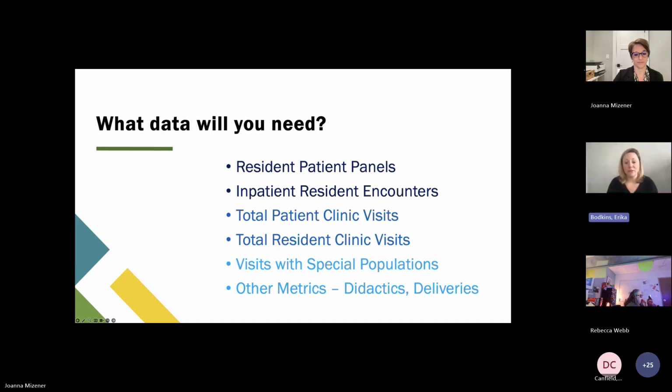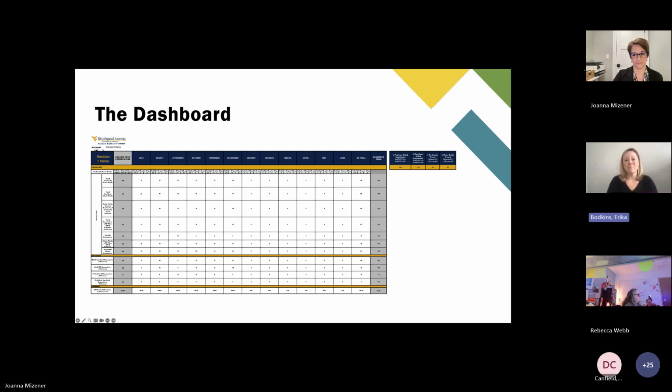And then visits with a special population. So visits with the elderly population, and then other metrics like Joanna mentioned, didactics. You'll see on the next slide that our dashboard from its 30,000 foot view is very overwhelming. So we actually give them a separate dashboard that monitors their procedural counts for the month.